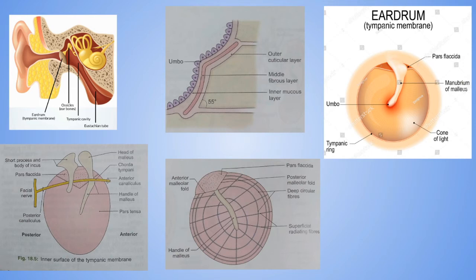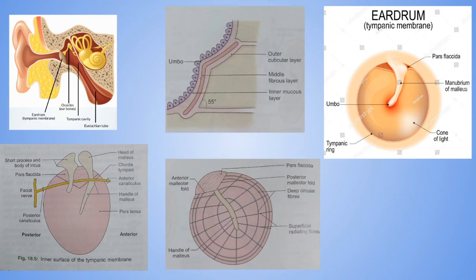Now, a very important structure: the tympanic membrane, or the eardrum. The tympanic membrane is composed of the following three layers: the outer cuticular layer of the skin, the middle fibrous layer, and the last one is the inner mucous layer. First of all, the outer cuticular layer is the skin layer.